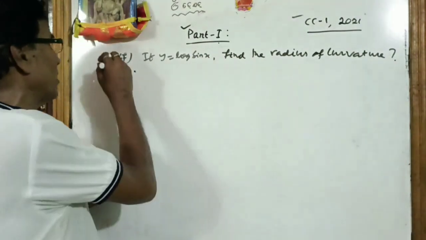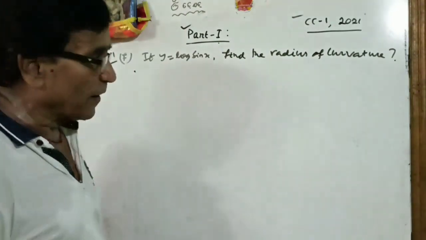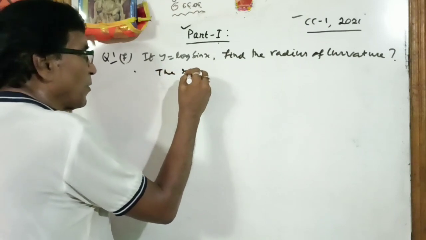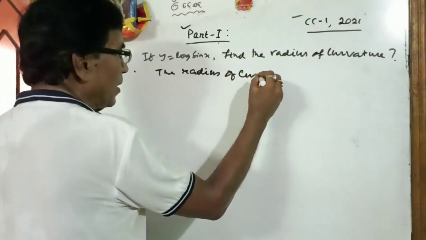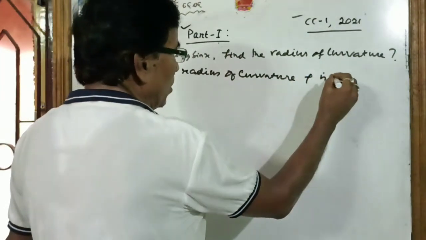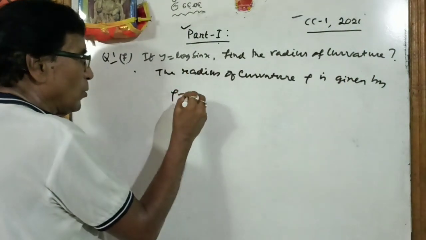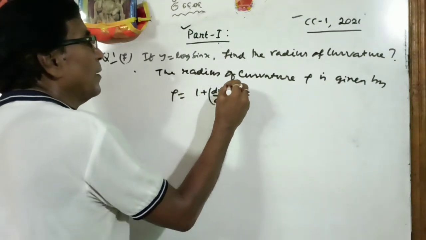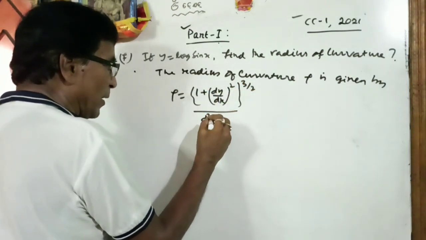So next we will consider question number 1f. If y is equal to log sin x, then find the radius of curvature. So we know that the radius of curvature rho is given by rho is equal to (1 plus (dy by dx) whole square) whole to the power 3 by 2, divided by d square y by dx square.